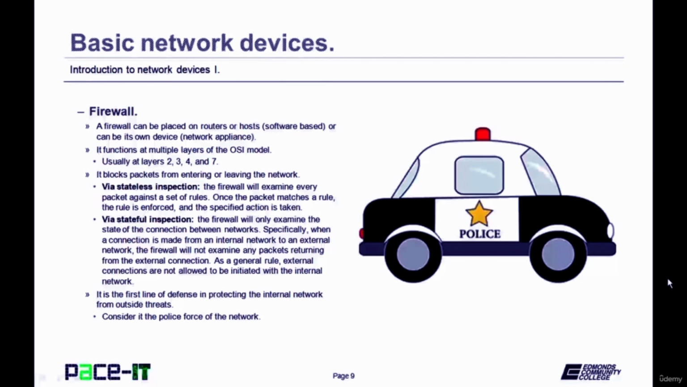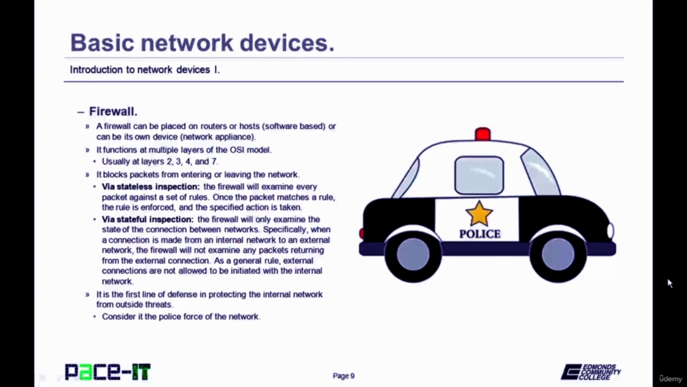Firewalls function at multiple layers of the OSI model. Usually you will find them operating at layers 2, 3, 4, and 7. Firewalls block packets from entering or leaving the network, and they can do this through one of two methods. It can use stateless inspection. That's where the firewall will examine every packet against a set of rules. Once the packet matches a rule, the rule is enforced and the specified action is taken.